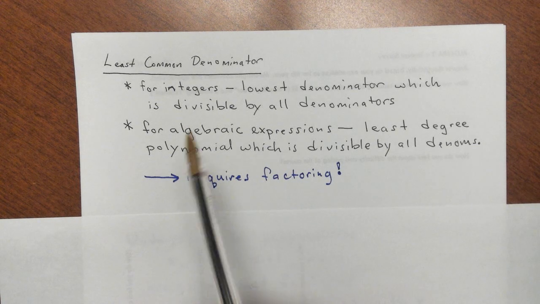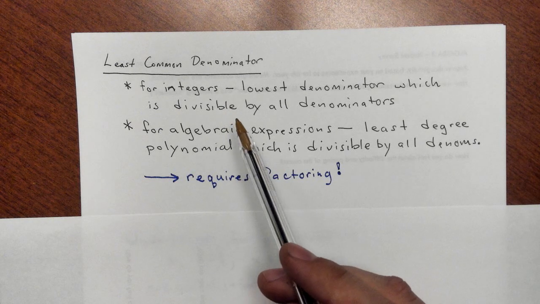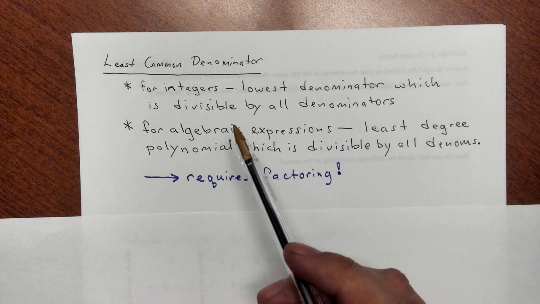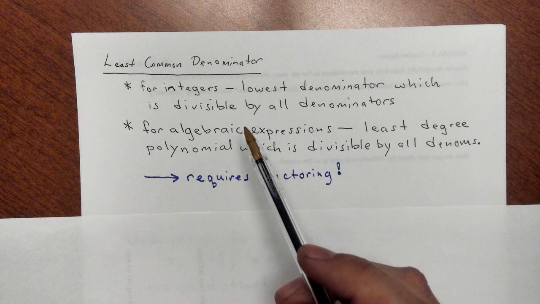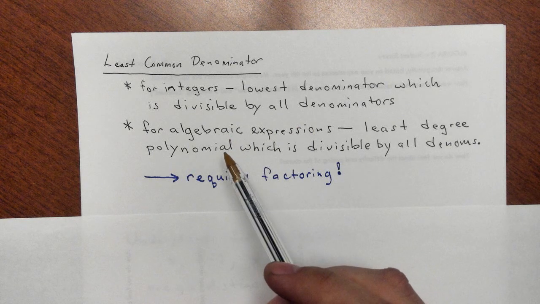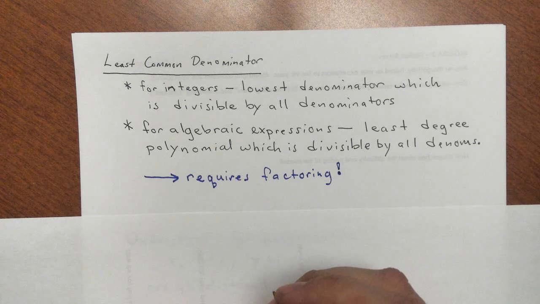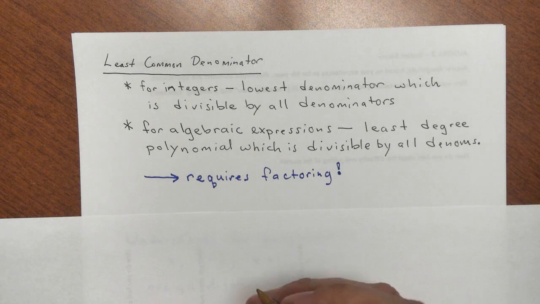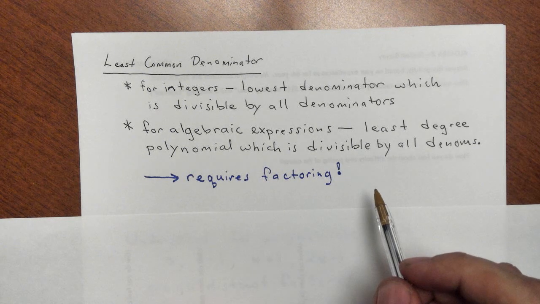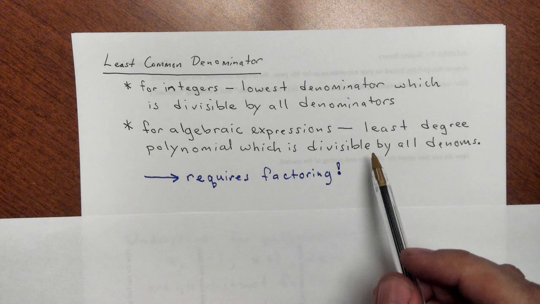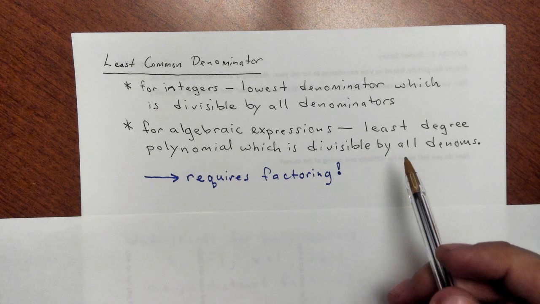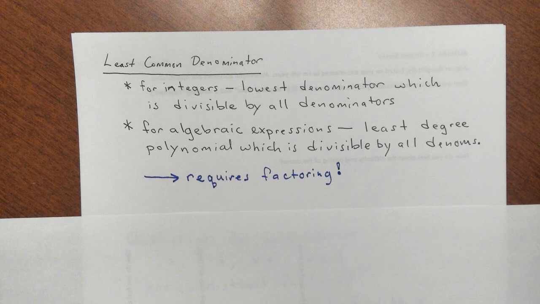So for integers, when you talked about the least common denominator, it was simply the lowest denominator which is divisible by all denominators that you start off with in the problem. And generally speaking, this was pretty easy to find. For algebraic expressions, this is going to be trickier. The least common denominator, if we're dealing with rational expressions, will be the least degree polynomial which is divisible by all of the denominators. And since we're talking polynomials, of course, this is going to require factoring.